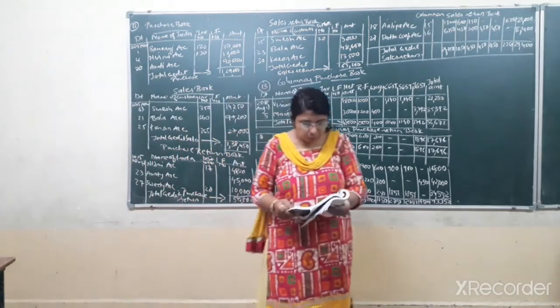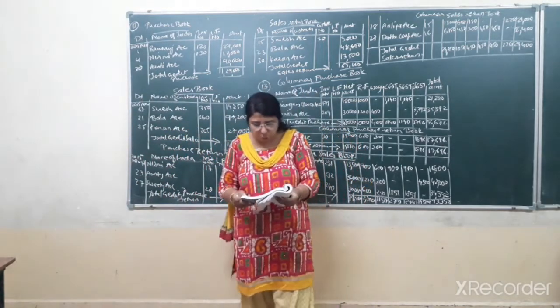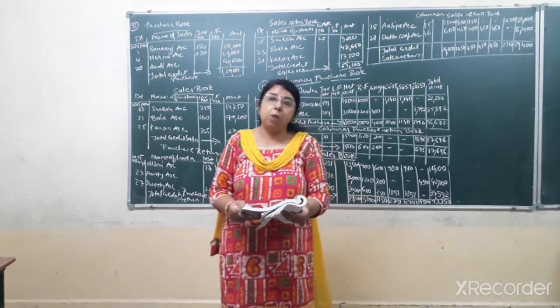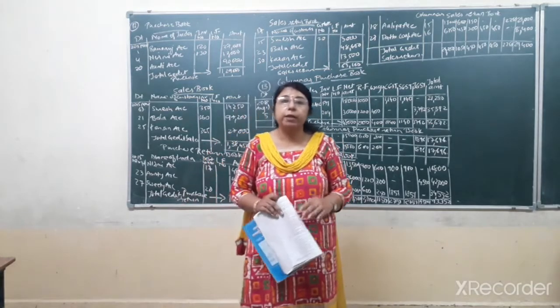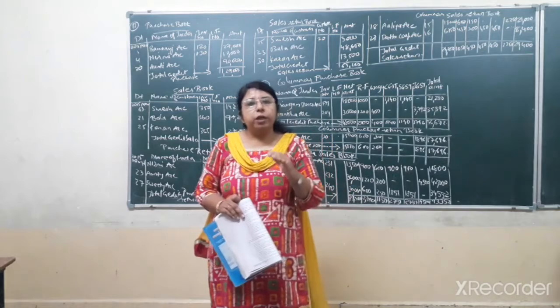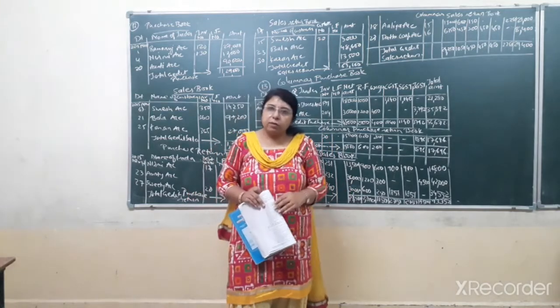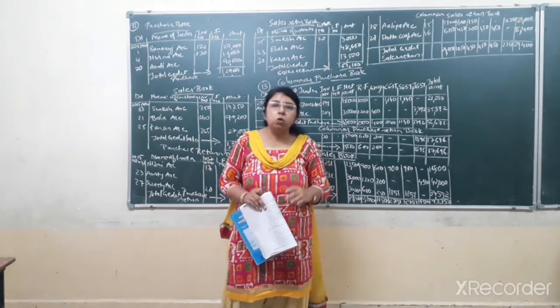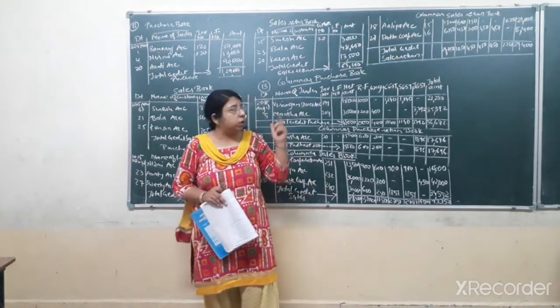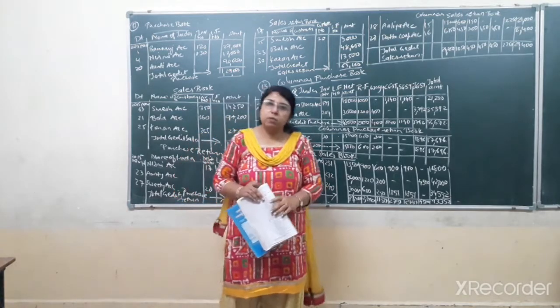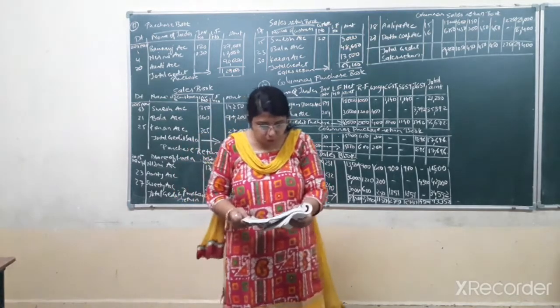Next one, 19th date. Purchased furniture of rupees 7,000 from Sri Saraswati Furniture Mart. Now this is a transaction related to asset purchase. So any asset related transaction will not be recorded in goods subsidiary books. So it will not be recorded in any of the 4 subsidiary books.